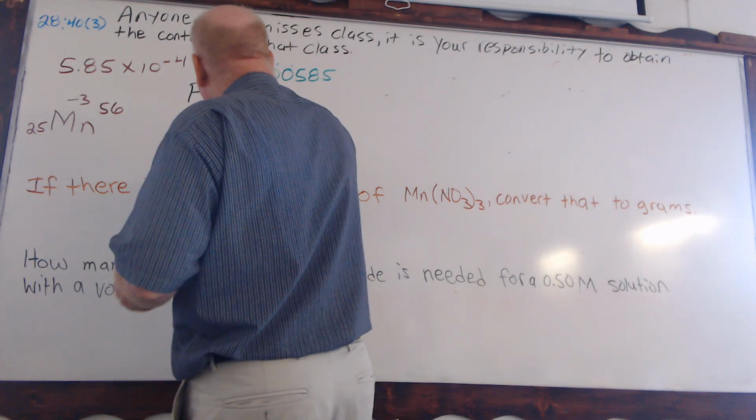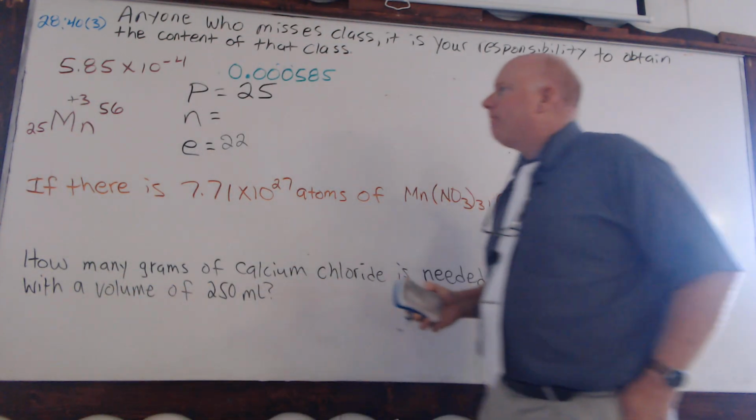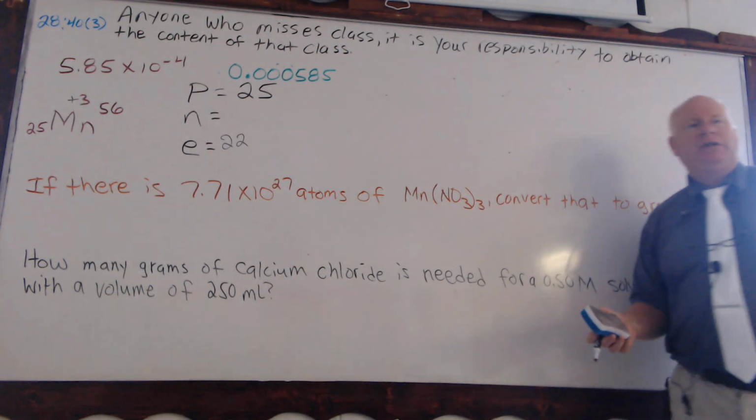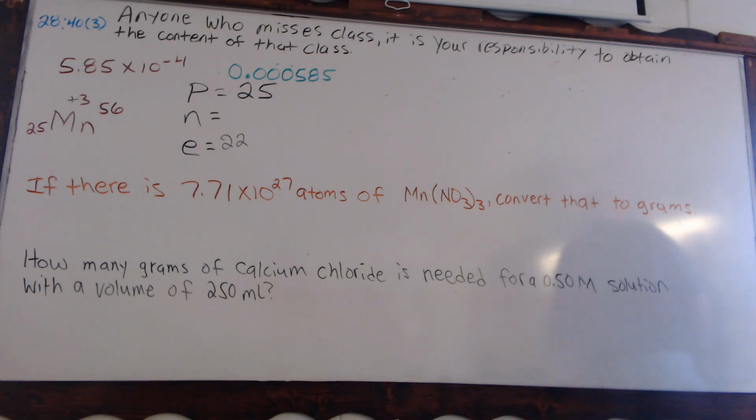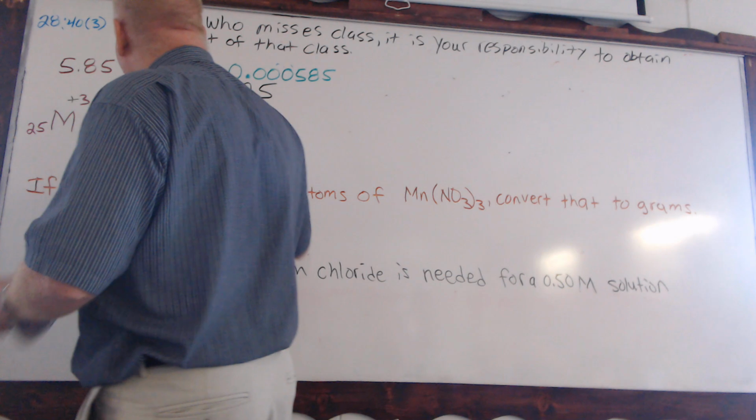Put that back where it belongs. Positive 3. Okay. Then we still do one more step to find the number of neutrons. 25 from 56, and that gives you, what, 31?